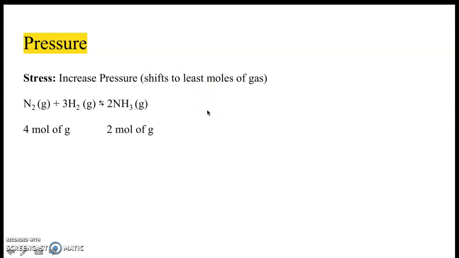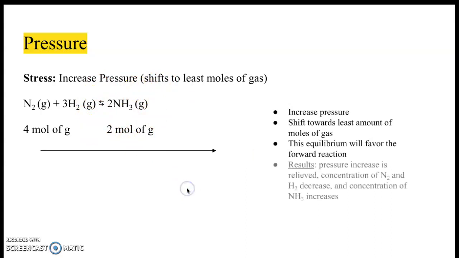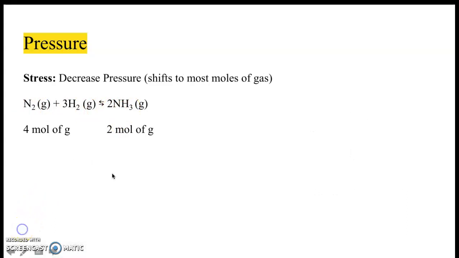So we're now going to shift towards the least amount of moles, meaning we're going to experience a right shift. So we had an increase in pressure. We shift towards the least amount of moles of gas produced, which is our product side. This equilibrium, for this case, favors the forward reaction. Our result is that our pressure increase is relieved, so we have an overall decrease in pressure. Concentration of N2 and H2 are going to decrease as they're used to produce ammonia, and our ammonia concentration is going to increase.